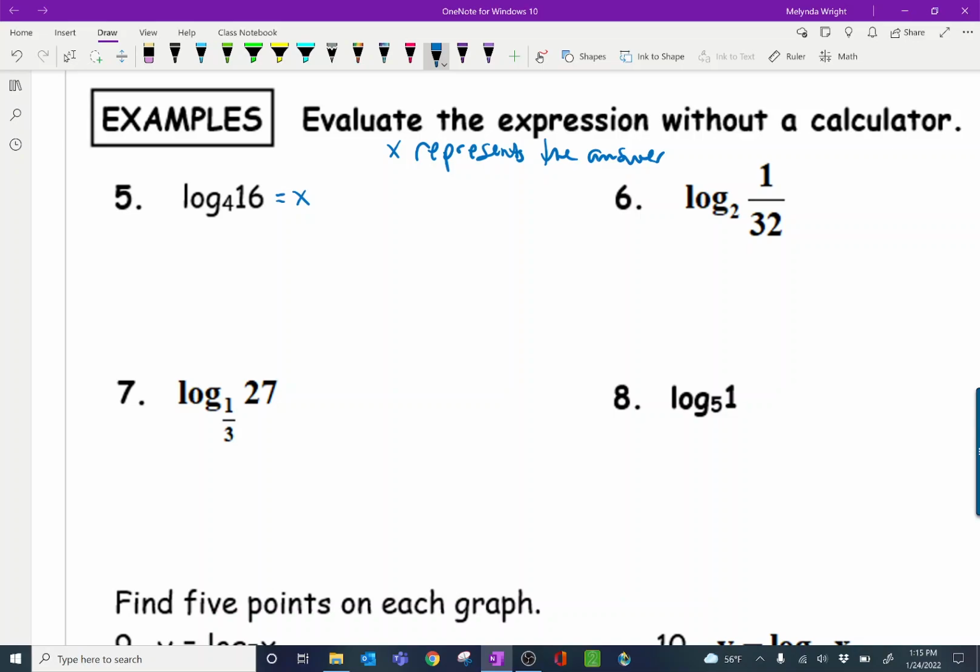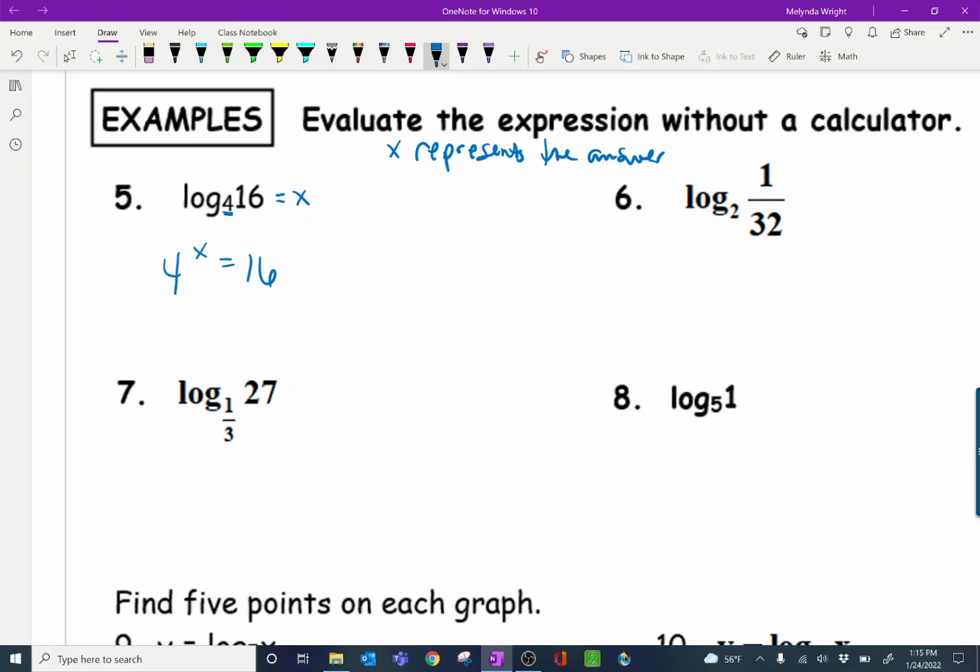So I don't know about you, but I don't know what log base 4 of 16 is. It would be much easier if we moved this into exponential form. So let's do that. If I rewrite this, log base 4, so that's the base of the exponential: 4 to the x equals 16. Okay, so now this is an equation we can work.